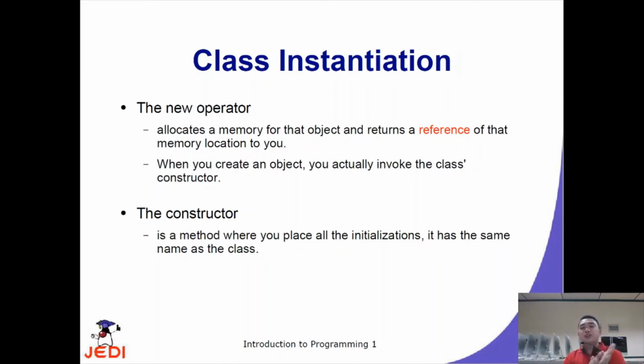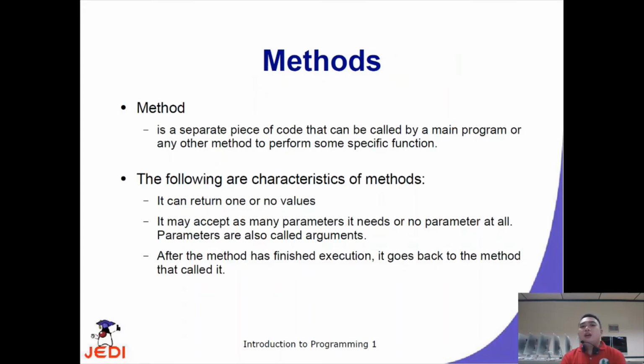We create a constructor because when we instantiate objects, it calls the constructor of the class, so whatever initializations you have defined there will be executed. Methods are included as members of the class. A method is a separate piece of code that can be called by a main program or any other method to perform some specific function.